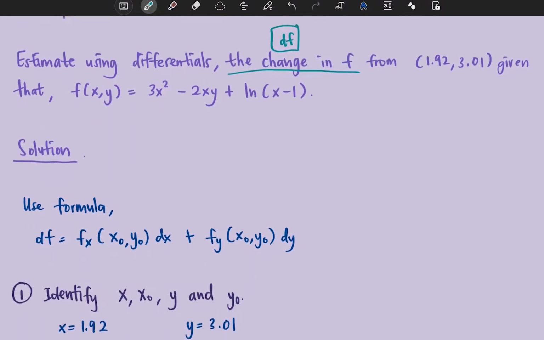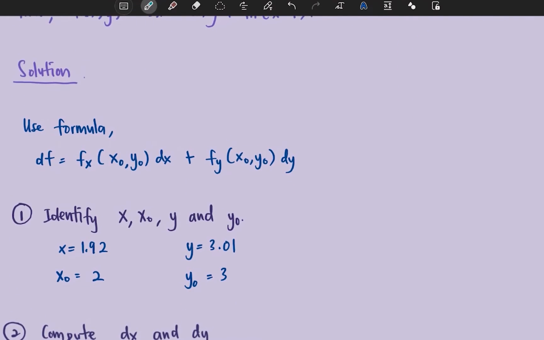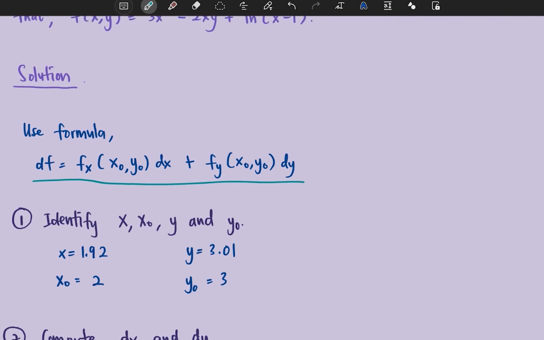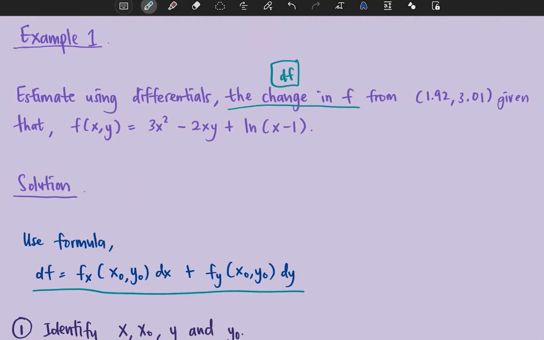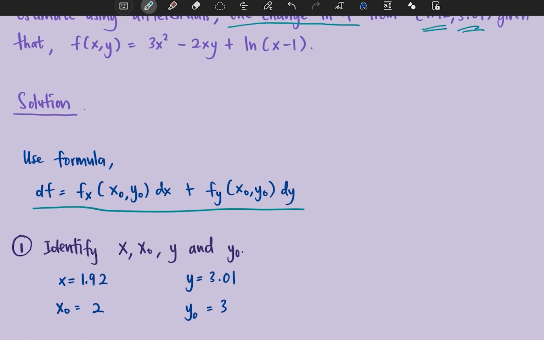So the solution would be the first one. We need to use the formula df is equal to fx(x naught, y naught) dx plus fy(x naught, y naught) dy. Since this is a function of two variables, it's going to involve x and y only. Next, you need to identify x, y, x naught and y naught. Whatever is given in the question in decimals are x and y. Therefore x is equal to 1.92 and y is equal to 3.01.